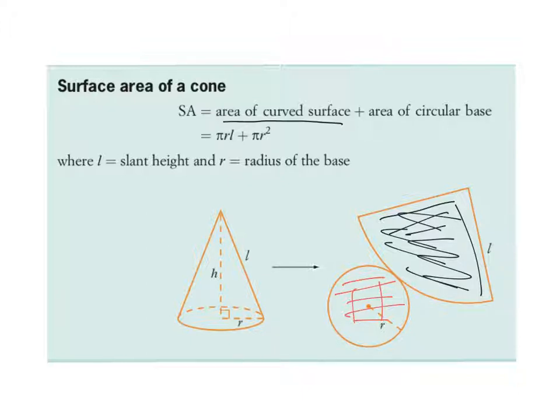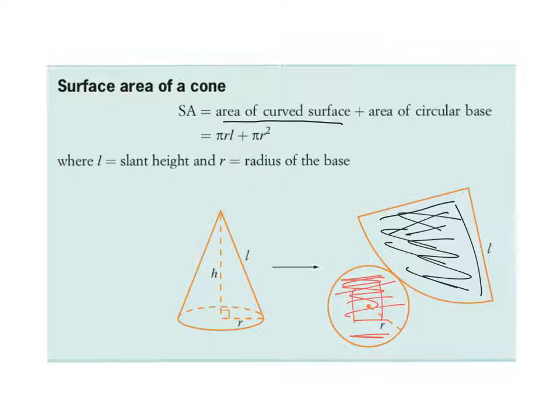Now, when you're talking about the surface area of this shape, it's assuming it's a solid, a bit like a cylinder. You can think about it as a closed cone. In other words, it has a solid top. You can't put anything inside the cone.